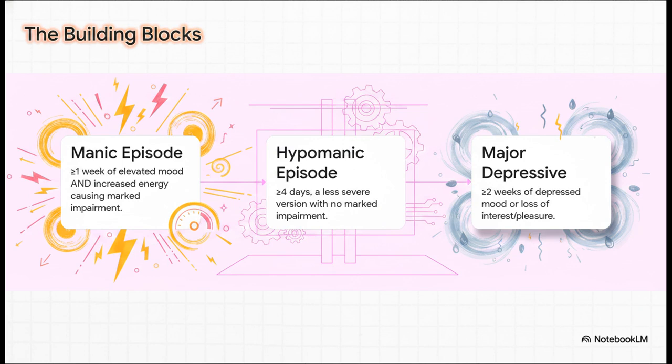So here's the thing you have to get. You don't really diagnose mood disorders directly. It's more like you're building with Lego blocks. You have three main types of blocks. First, the manic episode. That's a period of really high energy and elevated mood that causes some major problems. Then you have its smaller cousin, the hypomanic episode. Shorter, less severe. And finally, you have the major depressive episode. That period of low mood and low energy. The diagnosis comes from figuring out which of these building blocks a person has experienced over their lifetime.